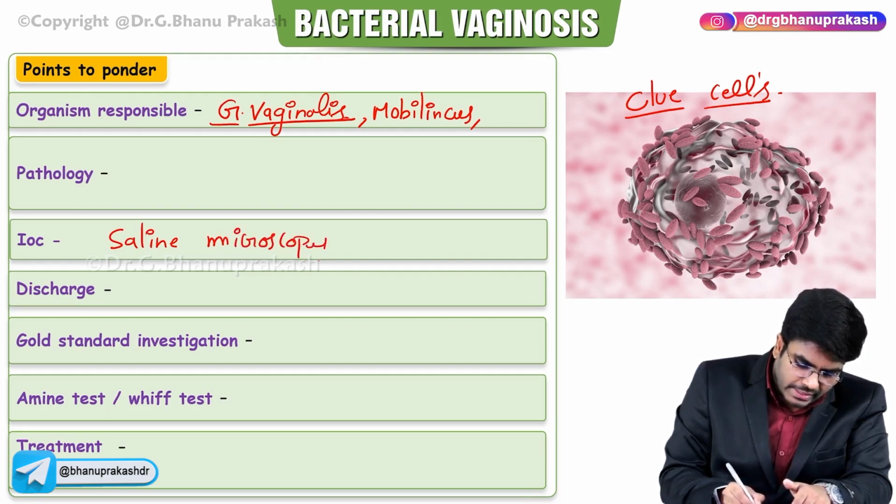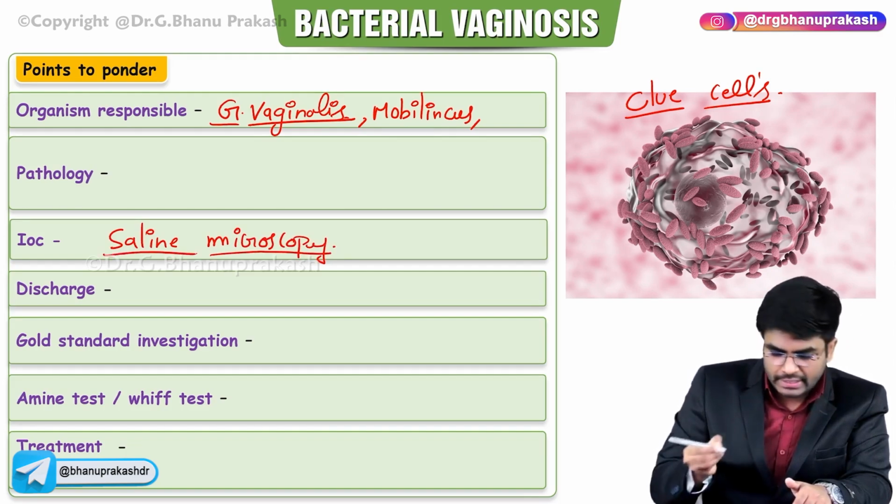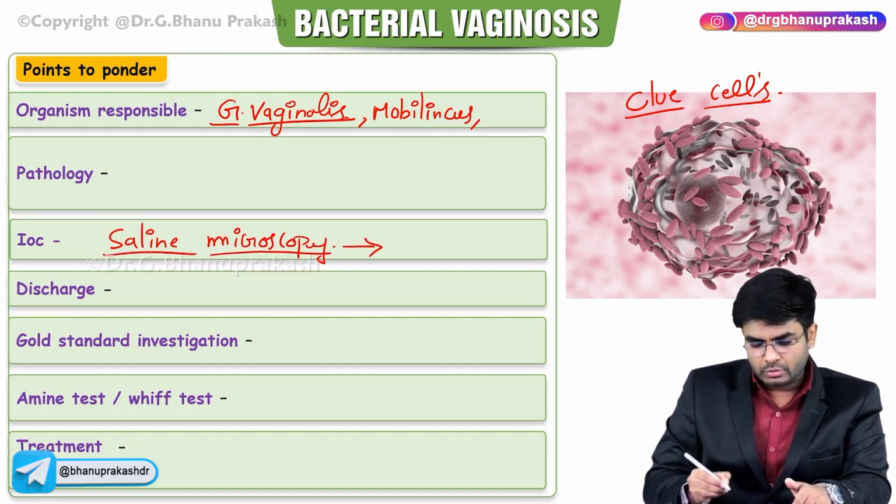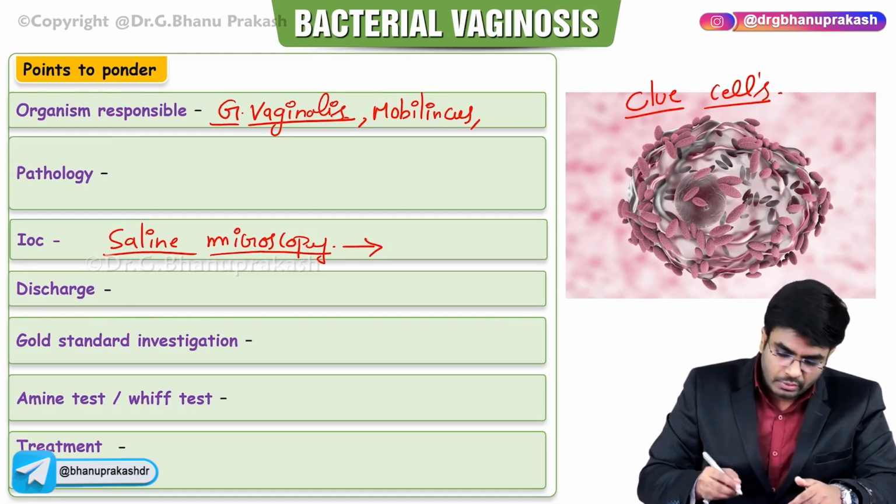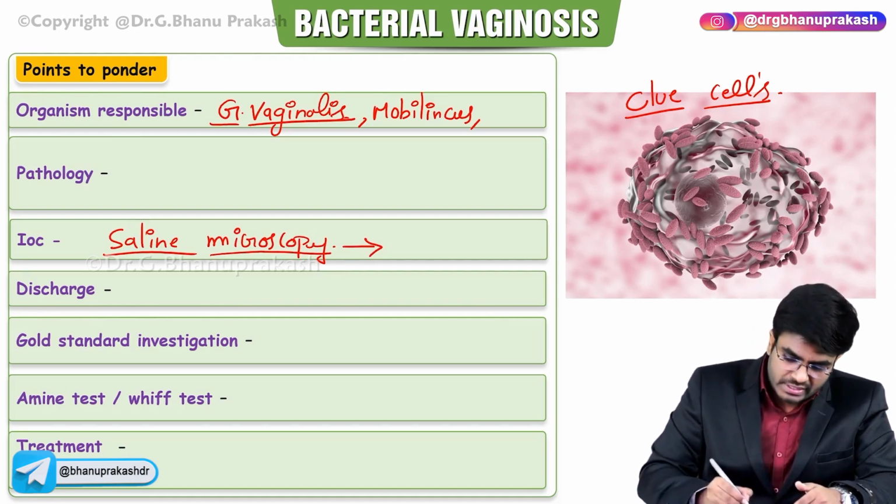In saline microscopy, we collect the discharge, put it under the microscope, and see what is happening in this discharge. What you can see, guys, is clue cells. Clue cells, important MCQ.